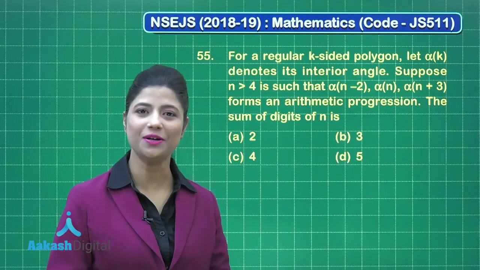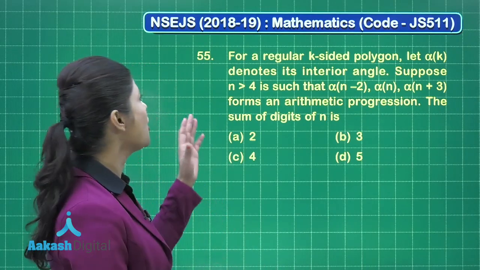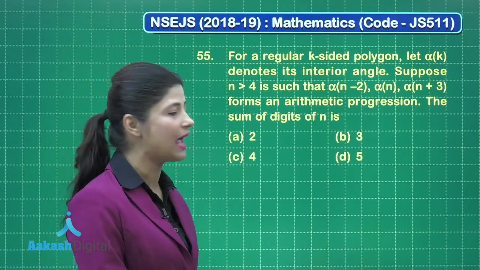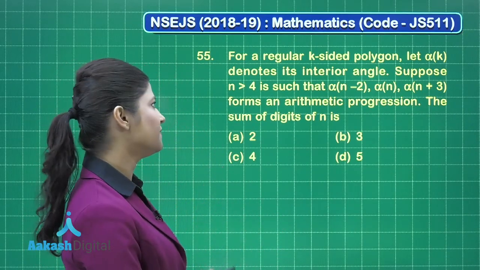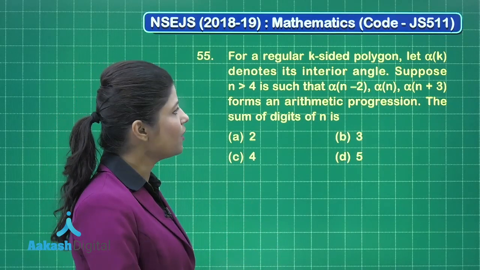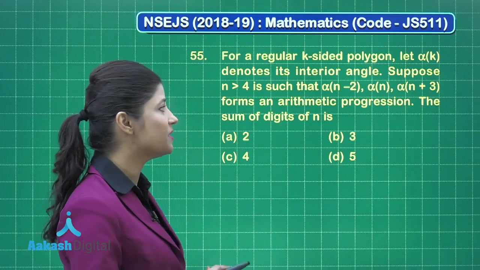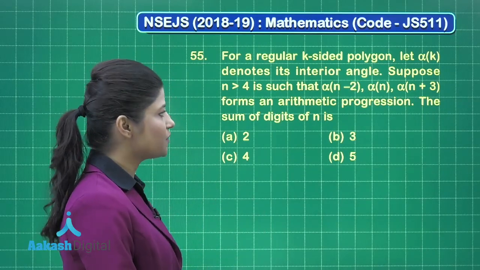Now let's discuss question number 55. It states here that for a regular k-sided polygon, let alpha of k denote its interior angle. Suppose n is greater than 4 is such that alpha of n minus 2, alpha of n and alpha of n plus 3 forms an arithmetic progression. The sum of digits of n is.